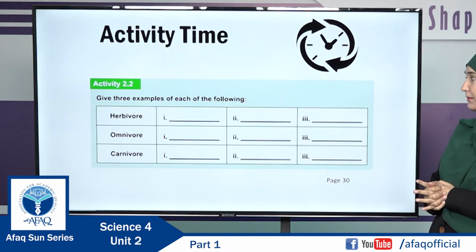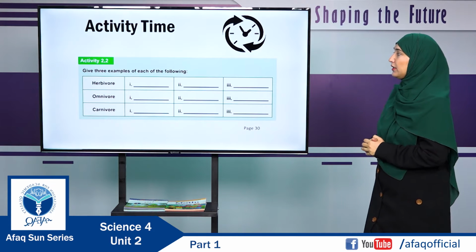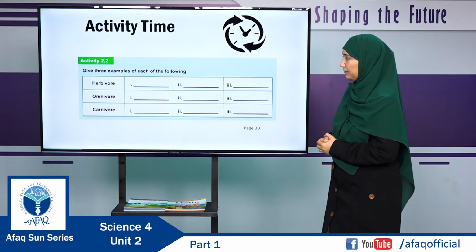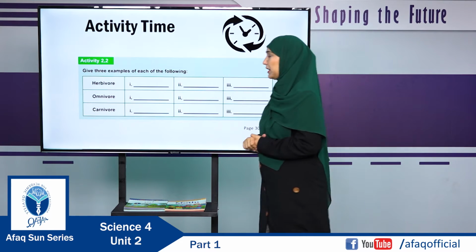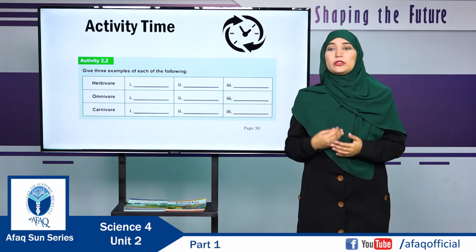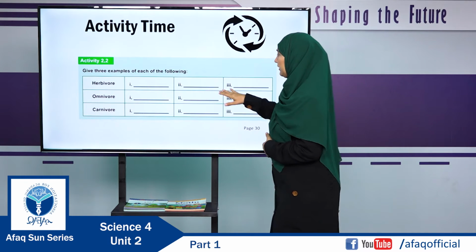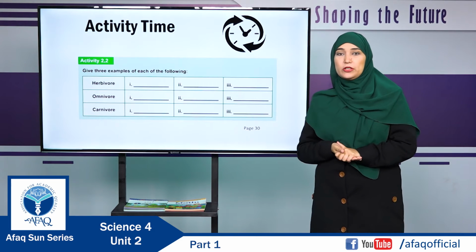It's activity time again. In your book, page number 30, an activity is given. Here you have to write 3 examples of each of the following. In the activity, herbivores, omnivores and carnivores are mentioned. You have to give 3 examples of each consumer group and write them in the given blanks. Solve this activity and show it to your teachers.